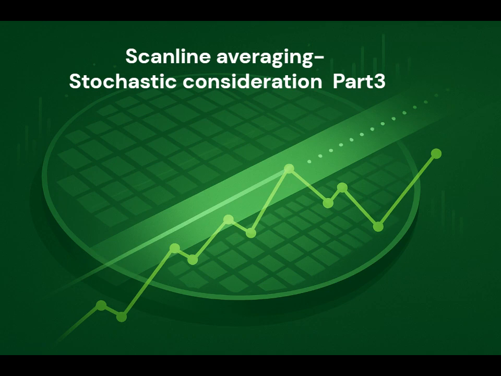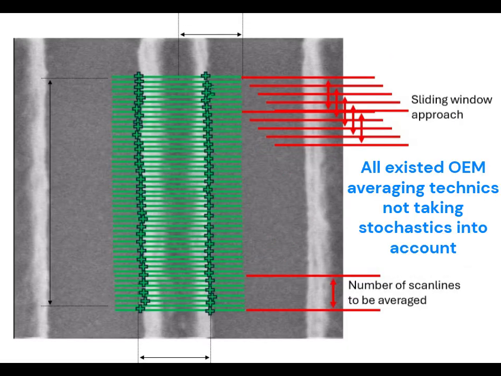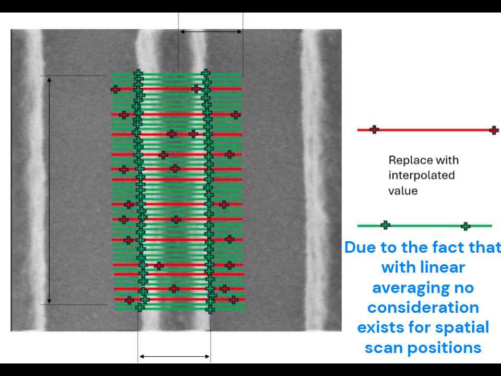Scanline averaging, stochastic considerations, Part 3. Just to recap from the previous presentation: all existing OEM averaging techniques do not take stochastics into account, due to the fact that with linear averaging, no consideration exists for spatial scan positions.